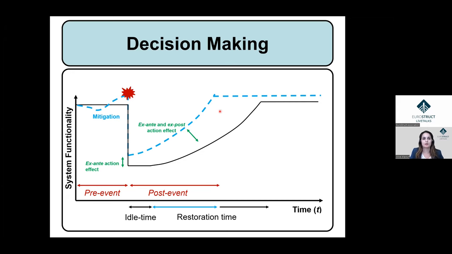If our plans are very well laid out, we hopefully are going to get to even better conditions after the event and use that as a window of opportunity in a sense. Now, there are some issues with that kind of decision-making. It's a very complex phenomenon.